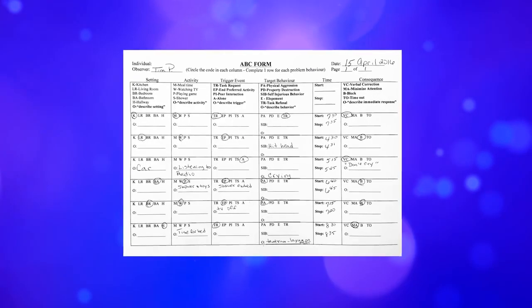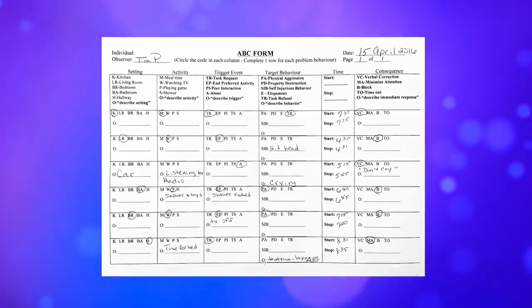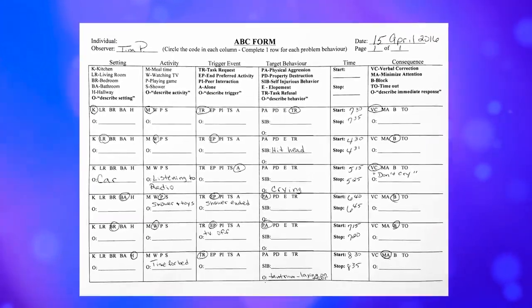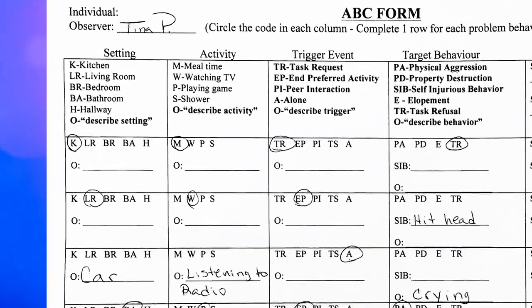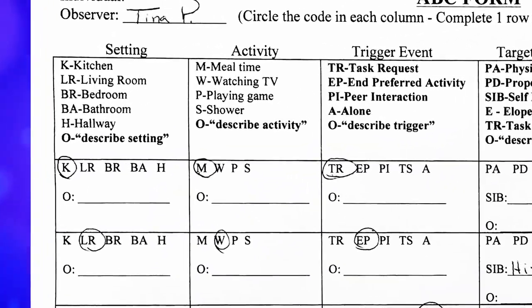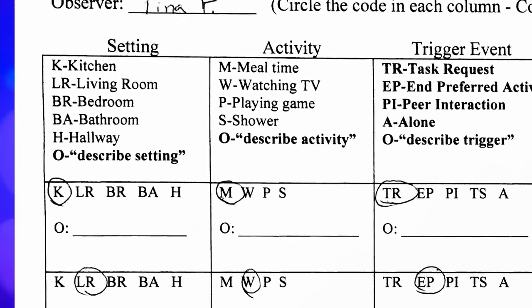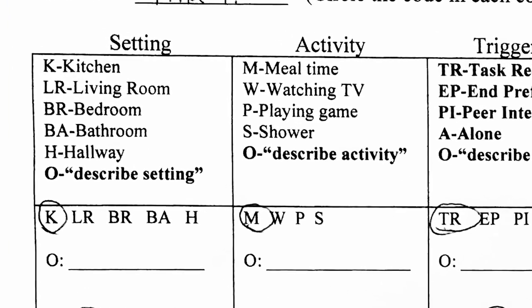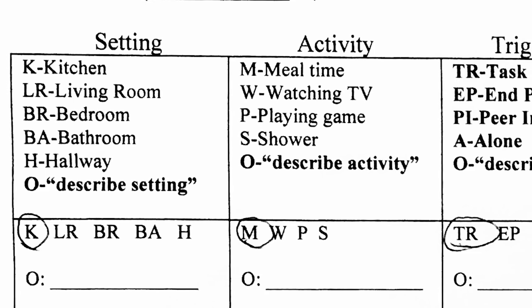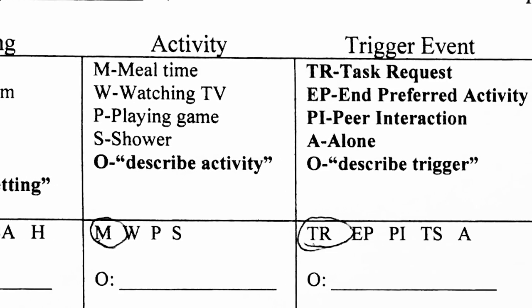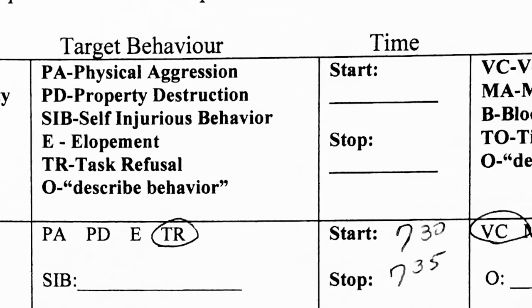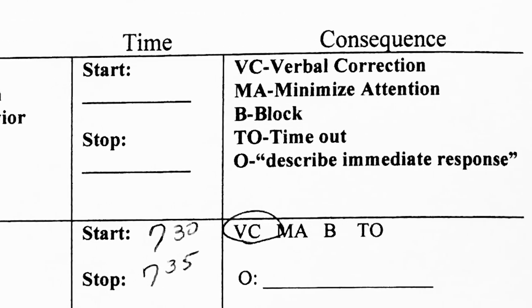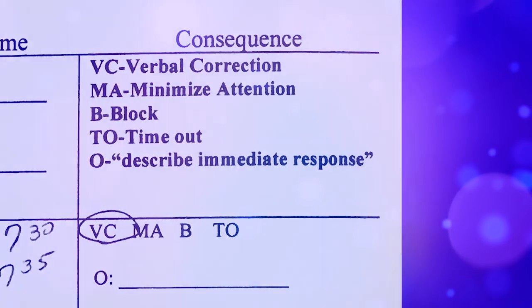Now let's take a look at a completed ABC form. Now remember, you can personalize this for your own kiddo. You'll notice that there are codes circled in every column that represent what is happening in the moment. Look on line 1. This child is demonstrating a problem behavior in the kitchen during mealtime following a task request. They demonstrated task refusal, and the time was 7:30 a.m. to 7:35 a.m., and the parent gave a verbal correction. See how easy that is?